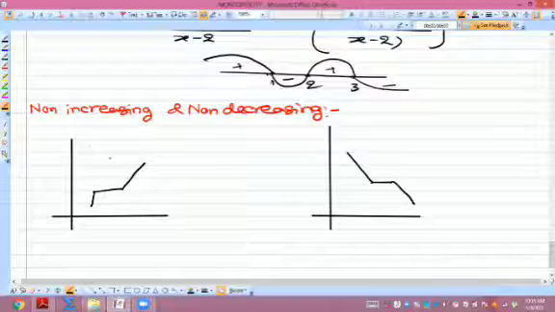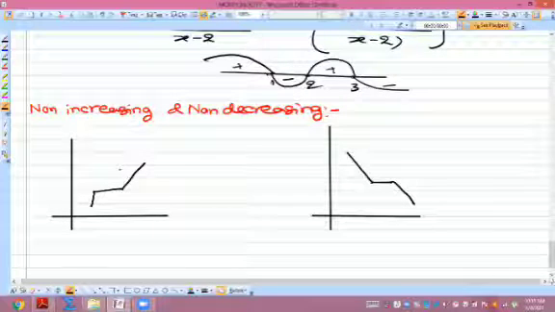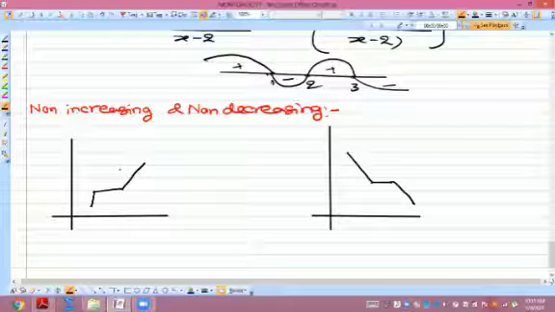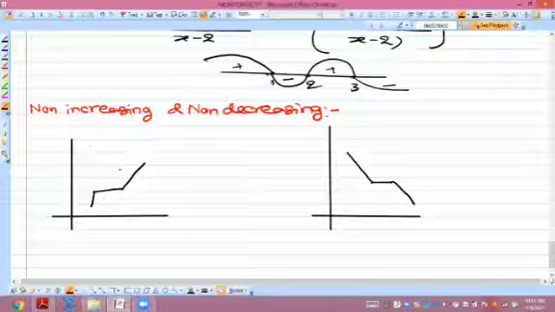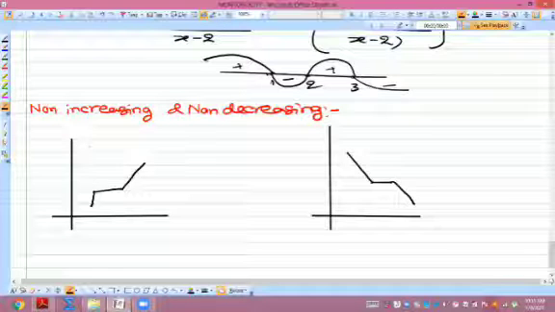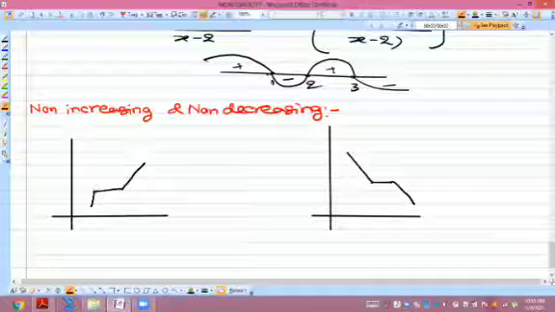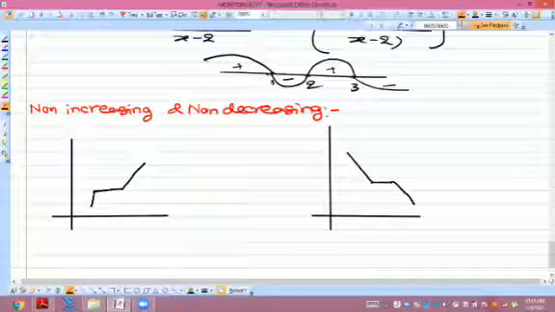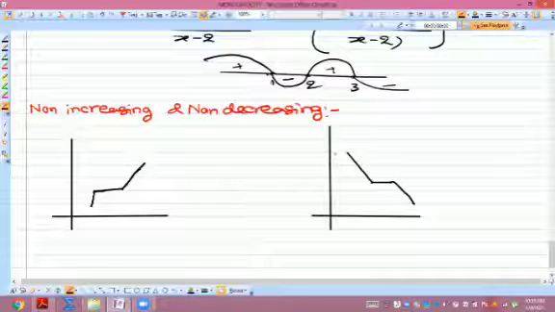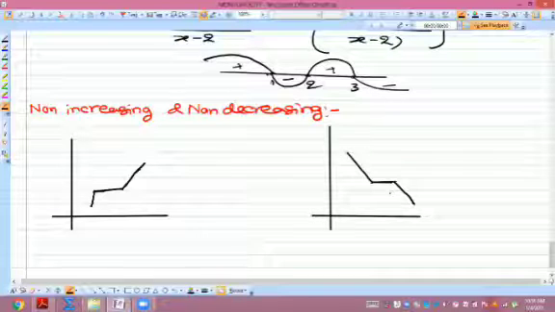If you observe this one, it is an increasing function, but is it strictly increasing? Observe this one, tell me. Till here it is increasing, but after that it is constant. Till here it is the same function. After that again it is increasing. Now here also the same thing, decreasing. Here same value. After that again decreasing. So this is called a non-decreasing function.